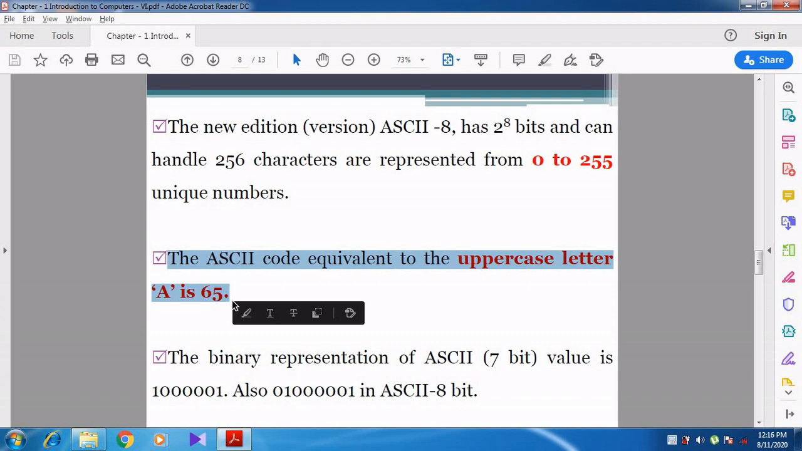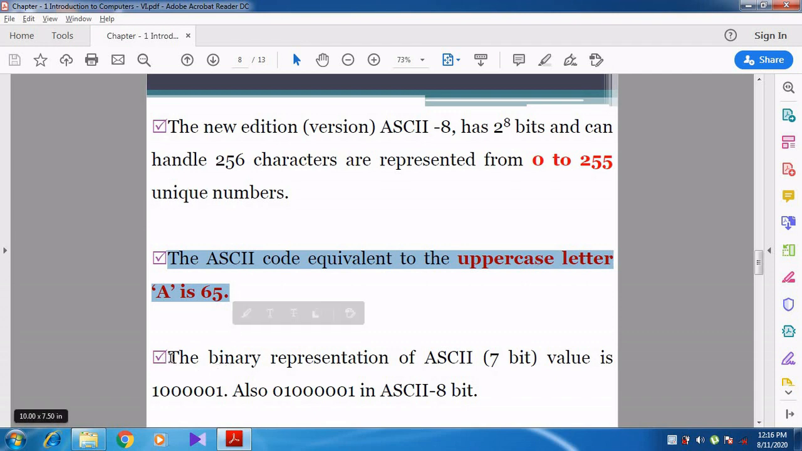So the ASCII code equivalent for the uppercase letter A is 65. I think in your book they have given you the ASCII values. You can see those particular pages in your book. It is given at the end of chapter 2, before the book back questions. They have given you the ASCII values for each and every character. Right? I think you might have understood that.